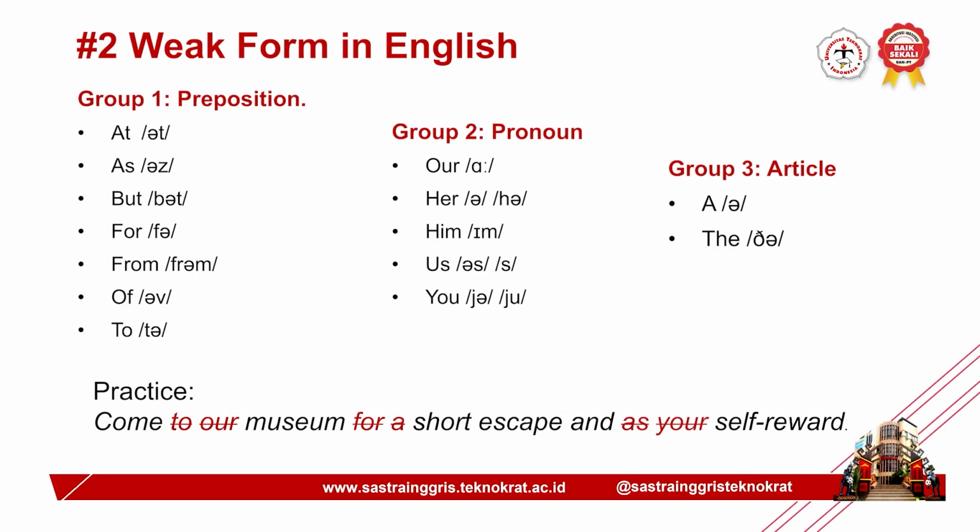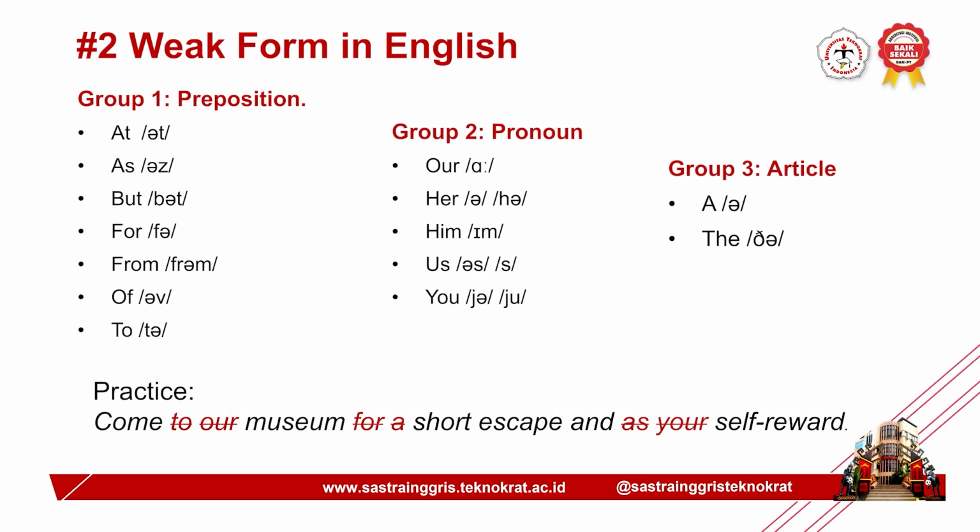So what actually are weak forms? Weak form means that there is a way to pronounce in a weaker way. That means there is a weak form and there is a strong form. For example, let's take a look at group one, the prepositions. We have the word "at," like "at the markets." But the weak form of "at" is "uh."